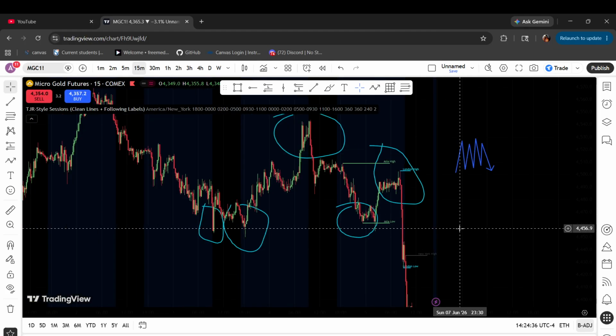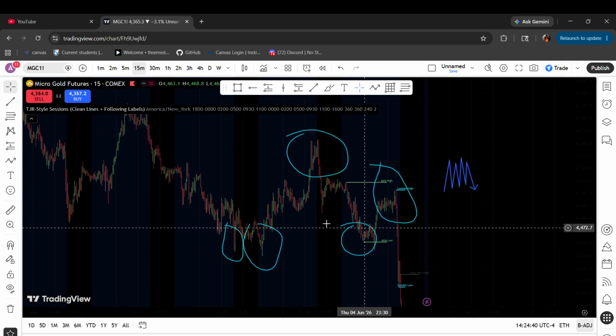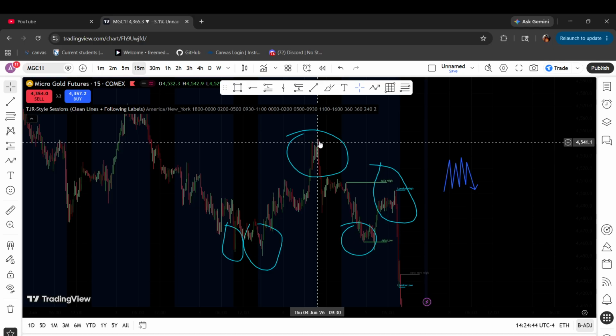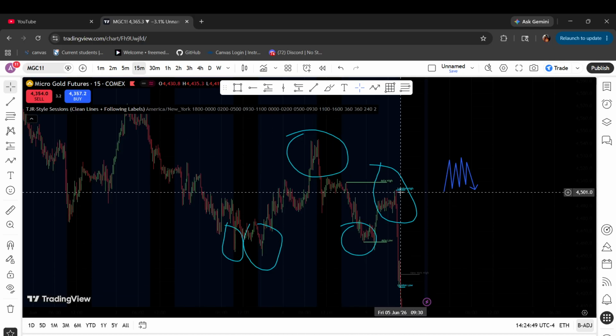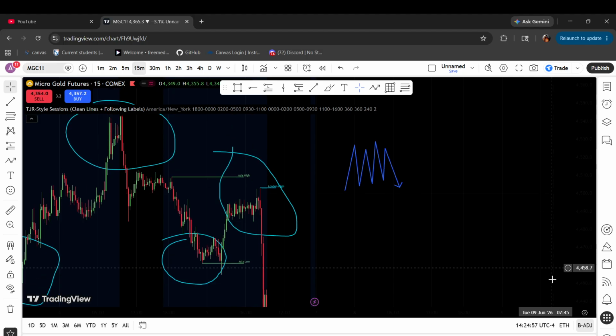So after we've marked out our liquidity zones, we want to identify buy side and sell side liquidity, like we said here. So this is buy side liquidity, sell side liquidity, buy side liquidity, etc. And then we would probably want to look for a sweep in the market. So I'm just giving you guys an overall look.